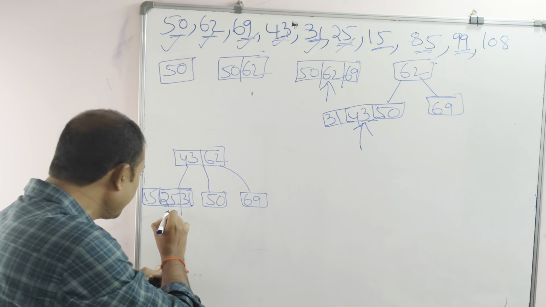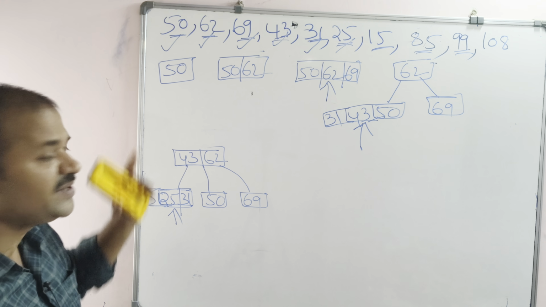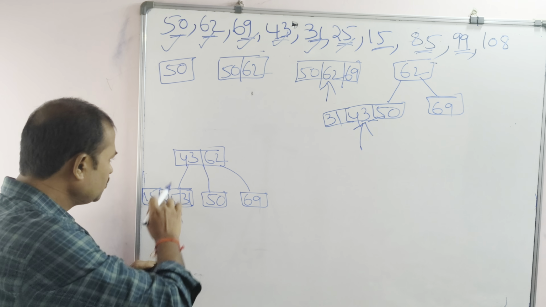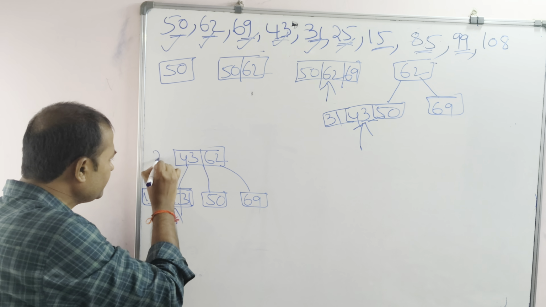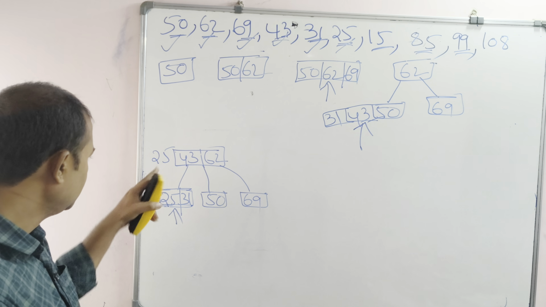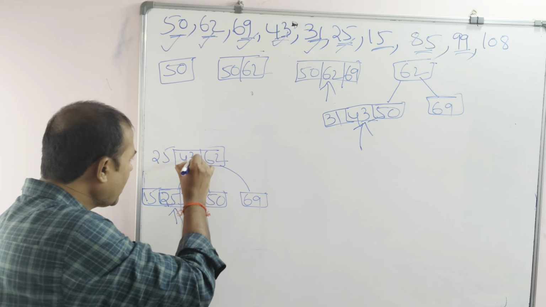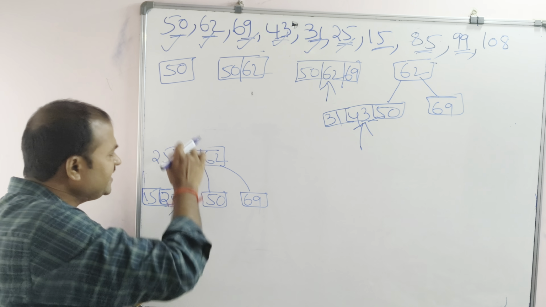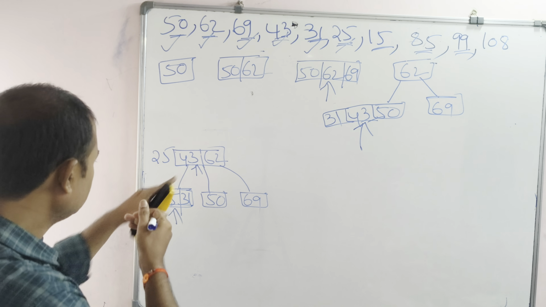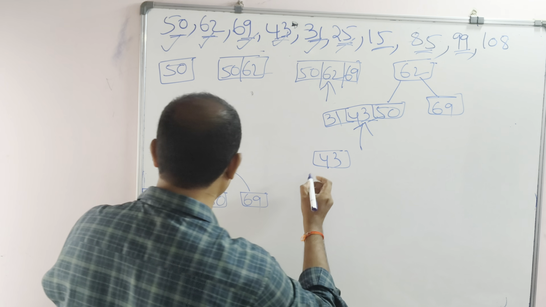So now this leaf node is full. So what we have to do? We have to push this element up. So now this node will become 25, 43, 62. So this parent node is also full. So what we have to do? We have to push this element up. So now 43 is the root node.